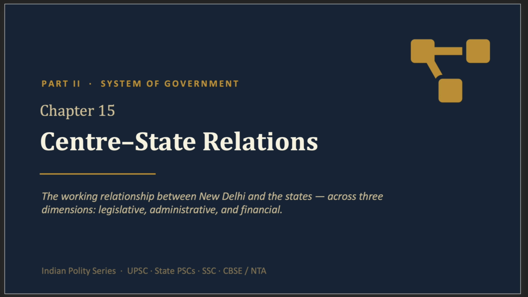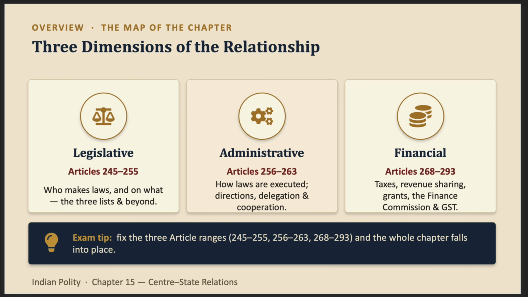Right. To master this massive topic, you really just need a mental map with 3 specific coordinates. The Constitution basically divides the center-state relationship into 3 distinct dimensions: legislative, administrative, and financial. Okay, so if we break that down in plain English, it's who gets to make the rules, who actually enforces those rules on the street, and who pays for the entire operation. That is a perfect summary.